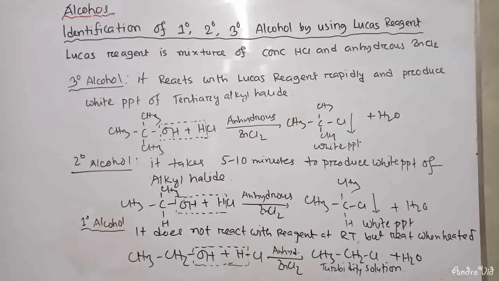So by using Lucas reagent, if you want to identify 1, 2 or 3 degree alcohol: if the reaction happens very rapidly, then you will be sure this compound is a 3 degree alcohol. If the reaction takes 5 to 10 minutes, then you will be sure this is 2 degree alcohol. And normally if the reaction does not occur, in that case you will be sure that it may be 1 degree alcohol. So this is the way to identify 1 degree, 2 degree or 3 degree alcohol by using Lucas reagent.